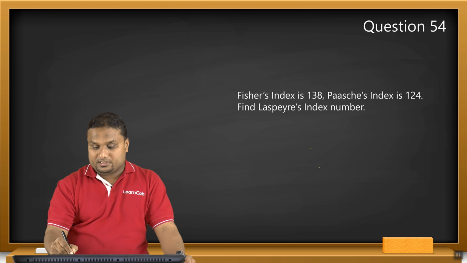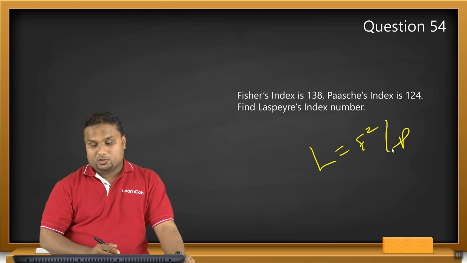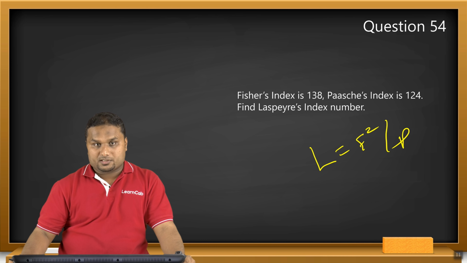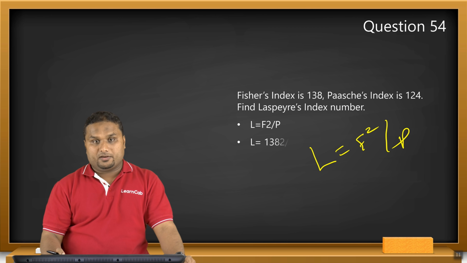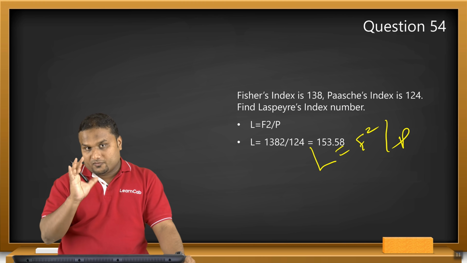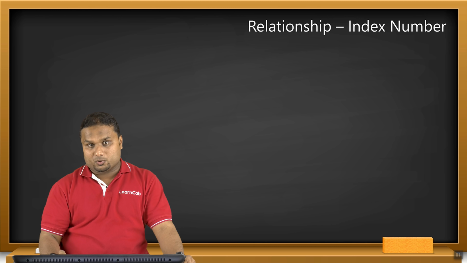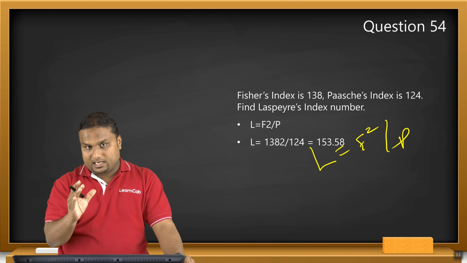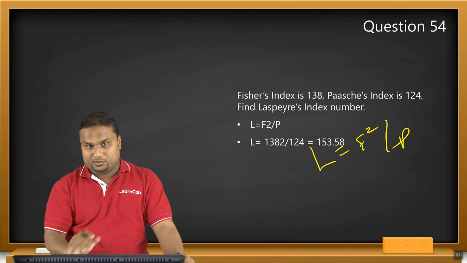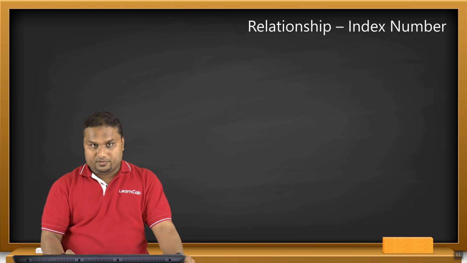Laspeyres index number means this is L, L is equal to F square by P. What is the value of F? Fisher's index number is 138. So 138 into 138, that is 138 square divided by 124. So the answer is 153.58. A question of similar nature, I have just changed the values, appeared in December 2012. So it's very, very important.